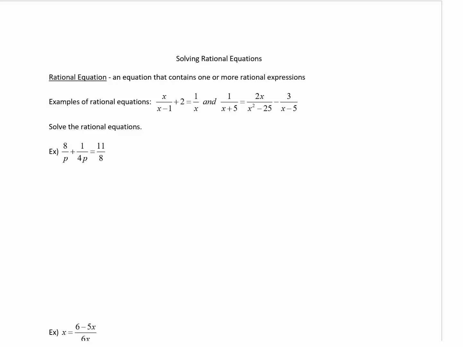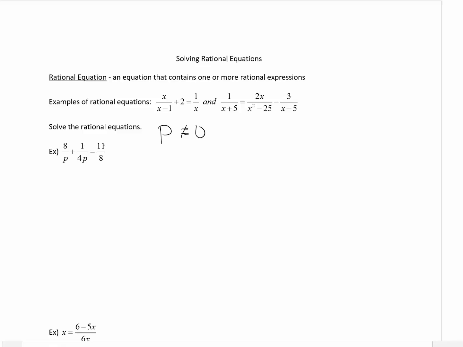Now, notice we have variables in the denominator. Remember, with a fraction, we do not want the denominator to be 0. So what value of p here would make the denominator 0? Well, that would have to be 0. Same thing for this p here. So we want to write our restrictions first, because if we get an answer of p equal to 0, that is not going to be a solution here.